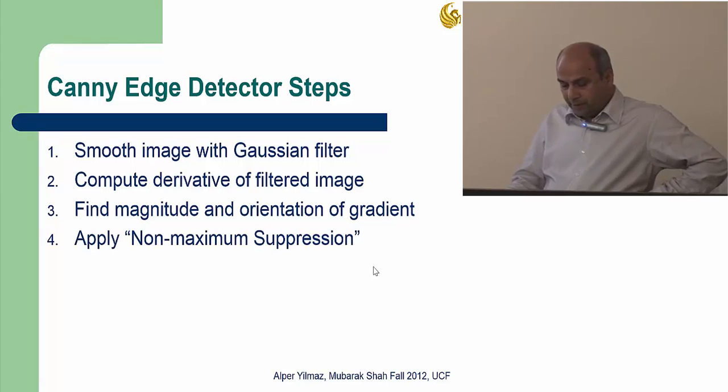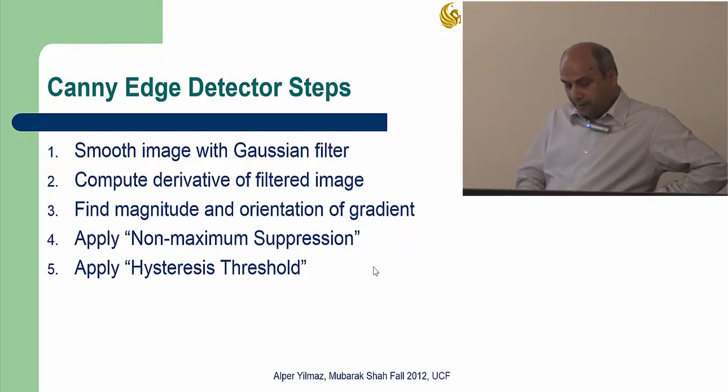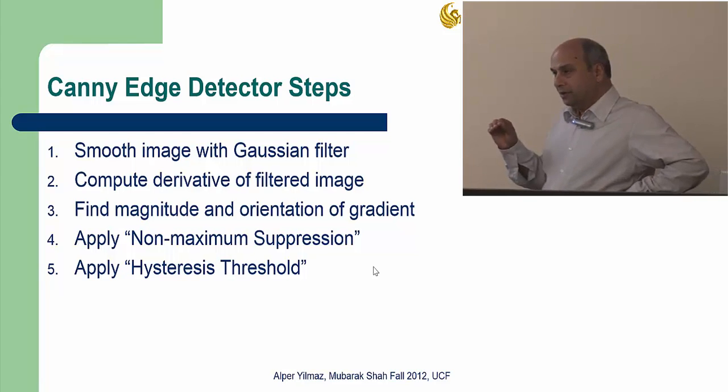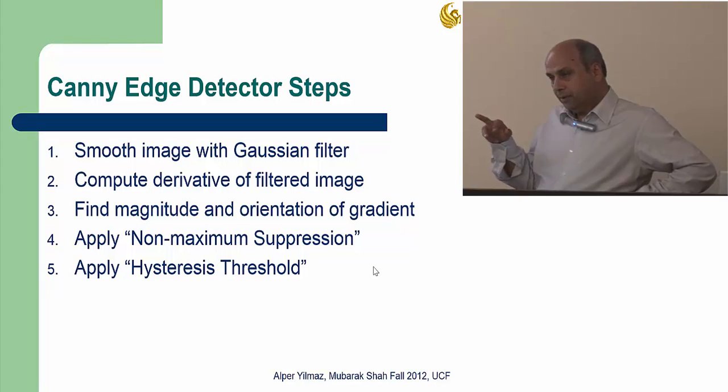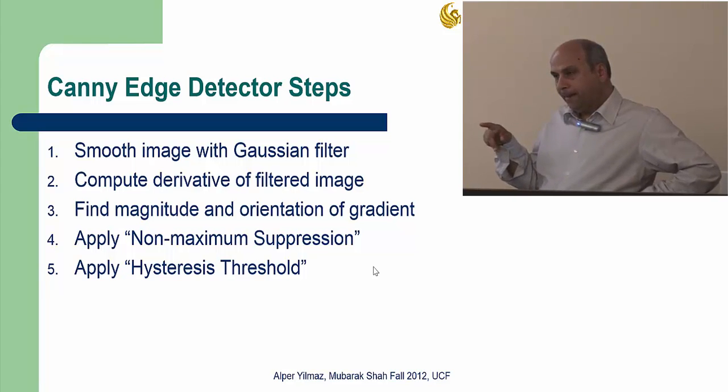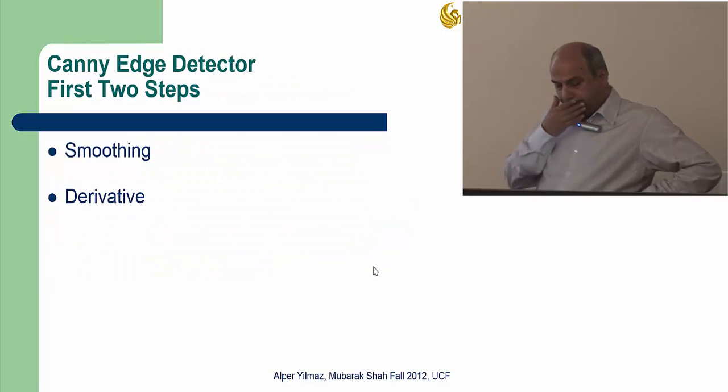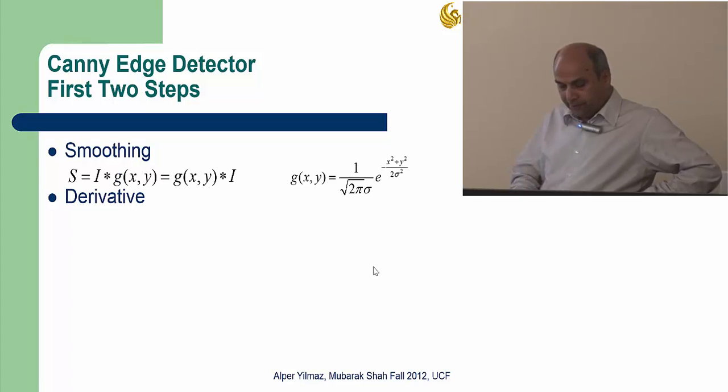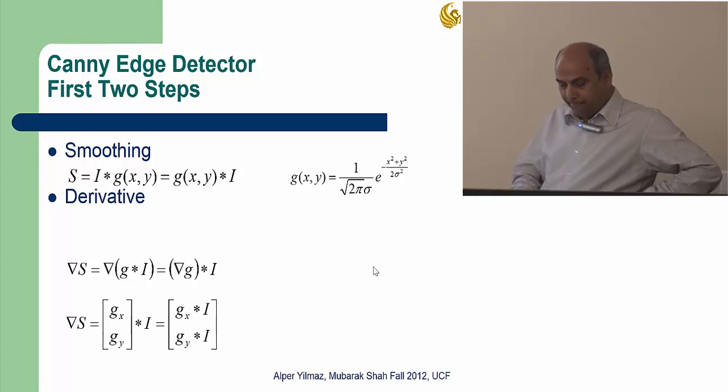Okay, so another difference was that you apply non-maxima suppression, and that also made a difference. And another difference was that there was no single threshold, there were two thresholds, low and high, and that's called hysteresis threshold. So smoothing is Gaussian, derivative is gradient, and that you know pretty well.